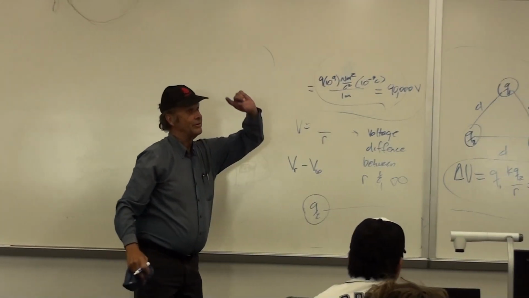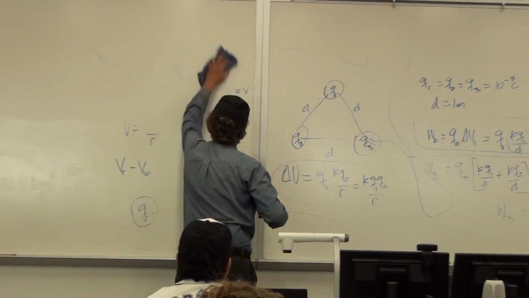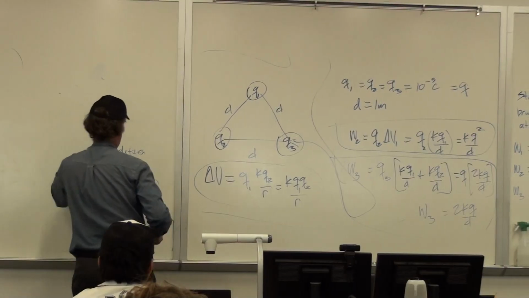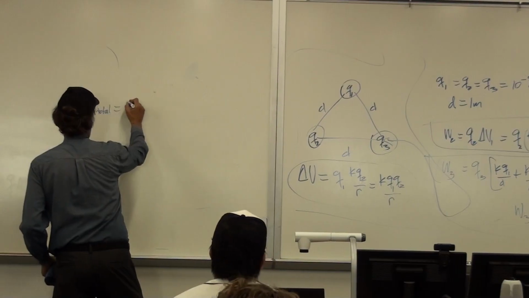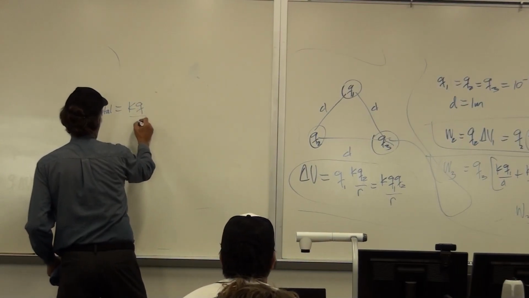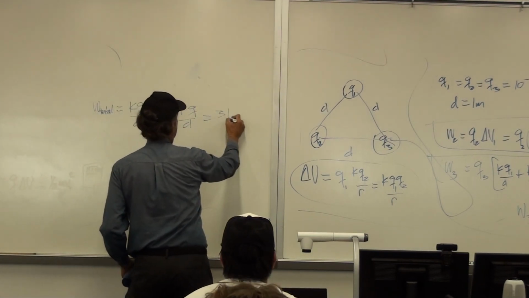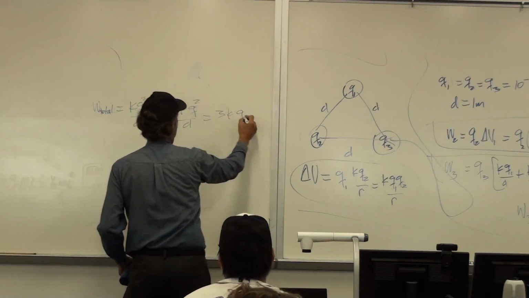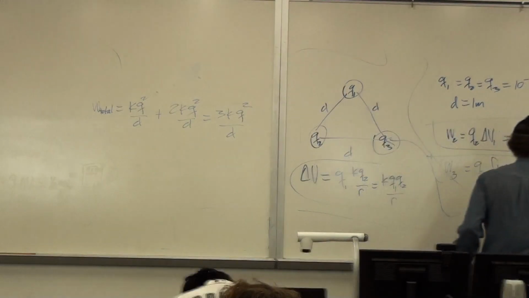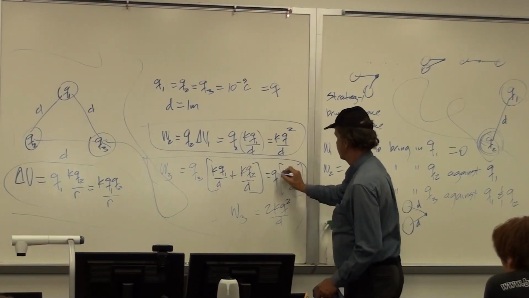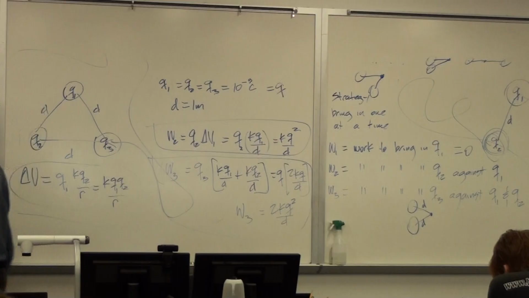What turns it into a vector is when you look at the slope of the voltage curve. Then that's a vector, but not the voltage itself. That's a scalar. So W total is going to be K Q squared over D plus 2K Q squared over D. That gives us 3K Q squared over D. Now it's a squared, because you have Q times Q. Okay, so it's 3K Q squared over D.